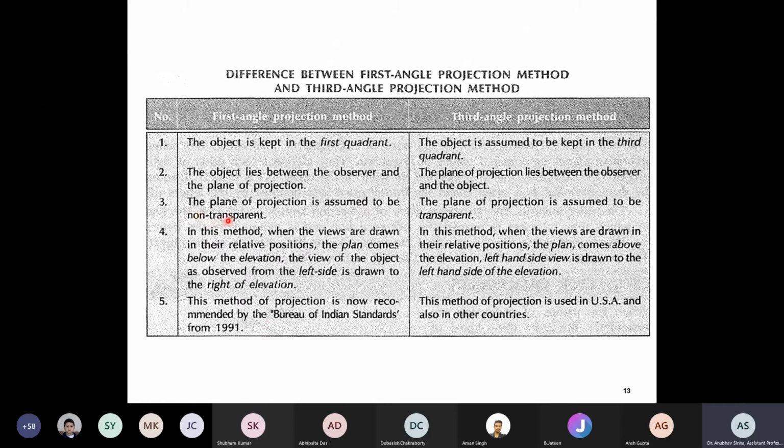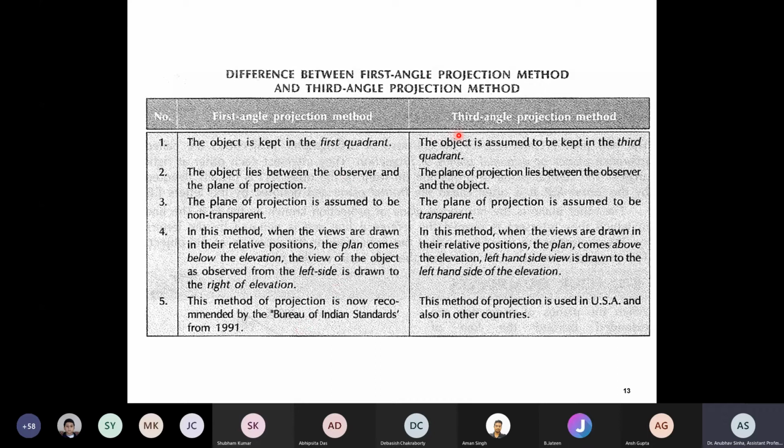So the projection plane is assumed to be non-transparent. You are making a shadow on that plane, basically. So the plan comes below the elevation, and this is the BIS standard.